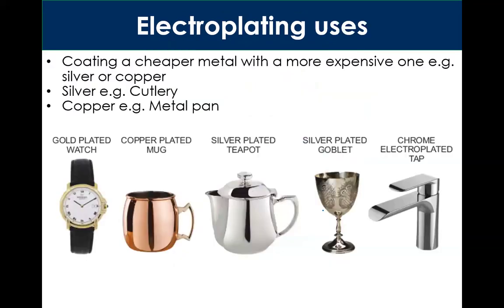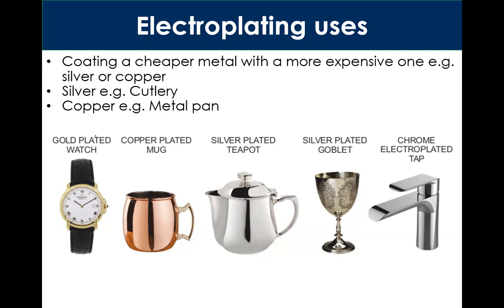So the uses of electroplating: it's coating a cheaper metal with a more expensive one, right? And as we talked about in earlier examples, you can also choose to coat a very reactive metal with a relatively inert metal. So these are the uses of electroplating, and these are some of the commonly observed uses.